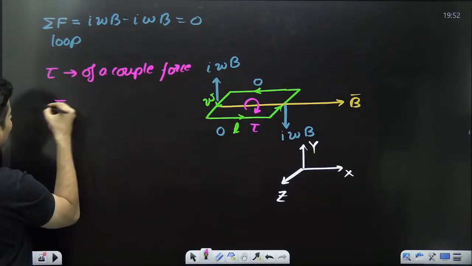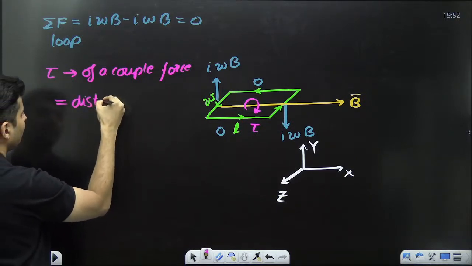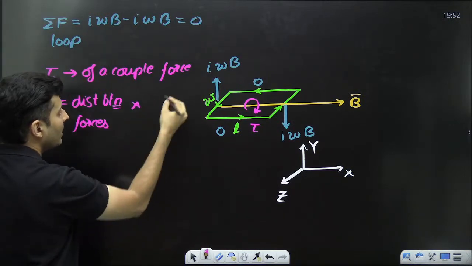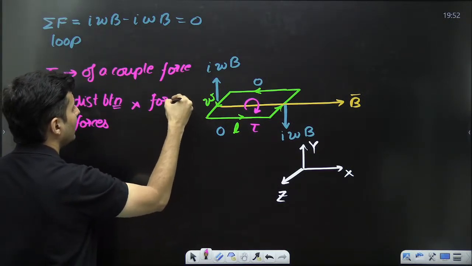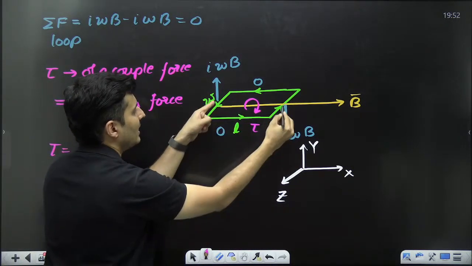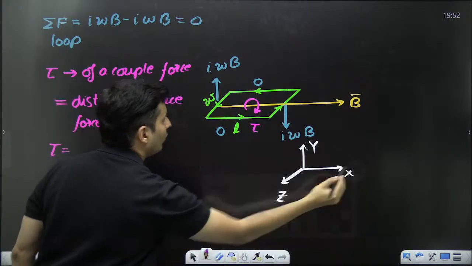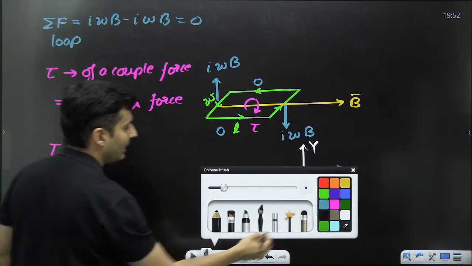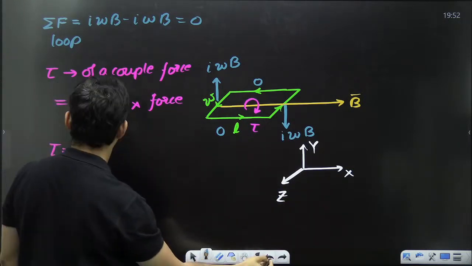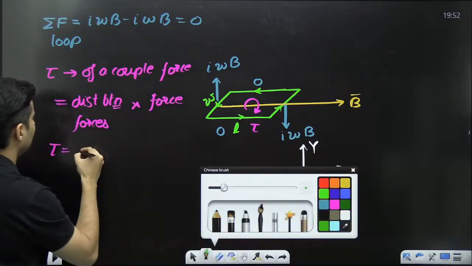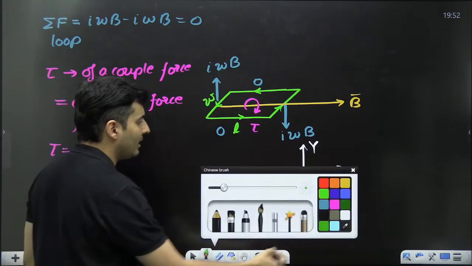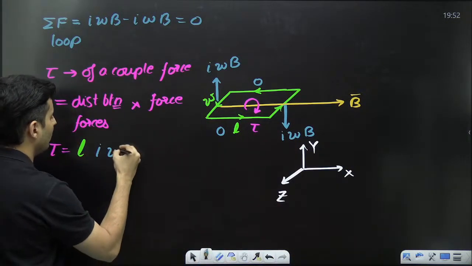And the torque produced by it is the distance between the forces into any one of that particular force. So what is the distance between the forces? It is basically L. What is the force itself? Any one of the forces is basically IWB, I into W into B.